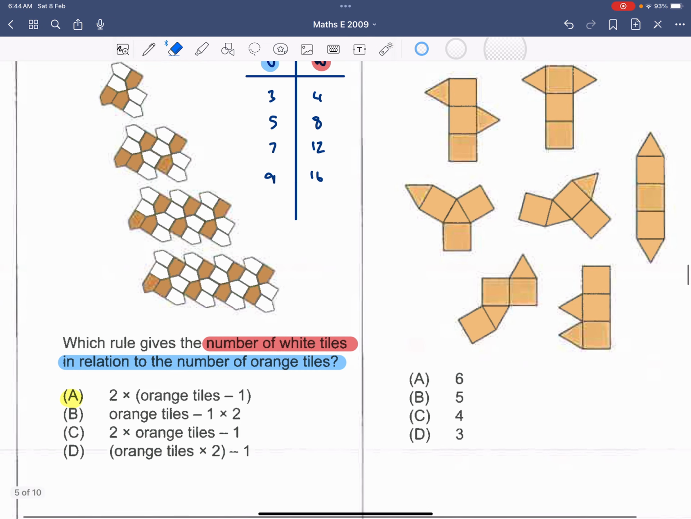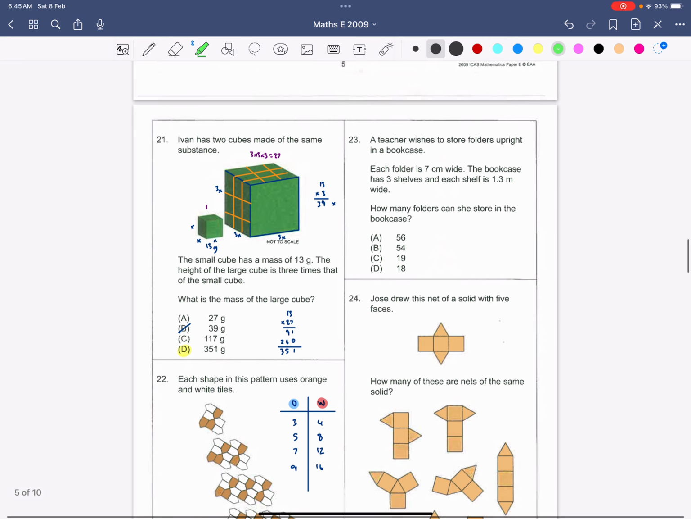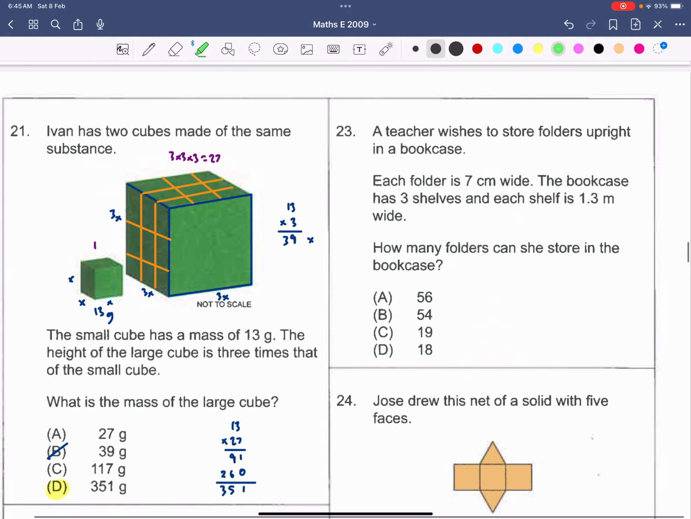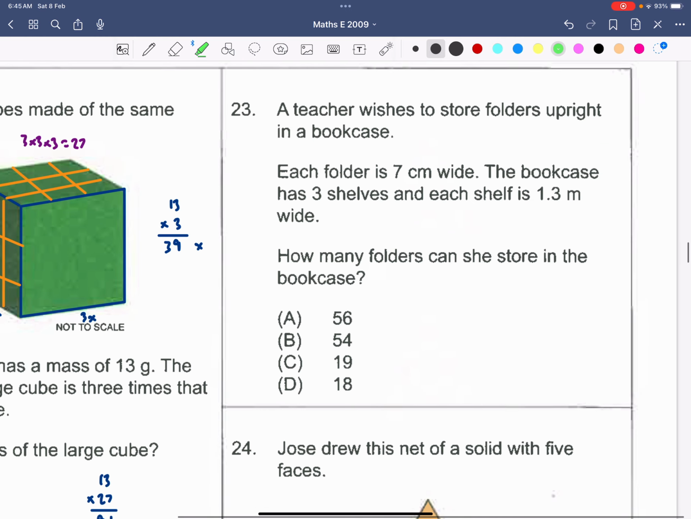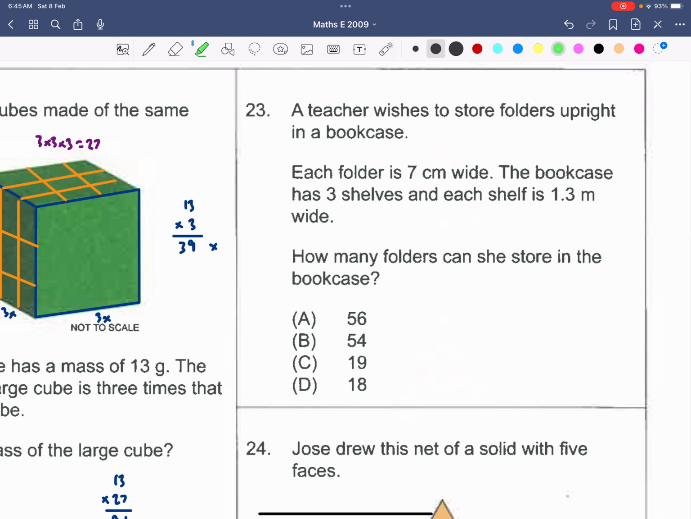You have to do orange tiles take away 1 first. All right, and there's only one option that's got orange tiles take away 1 in brackets first. There's only one option that says orange tiles take 1 first. And that's what I had to do each time I was subtracting 1 away first. Okay? Alrighty, question 23. A teacher wishes to store folders upright in a bookcase.